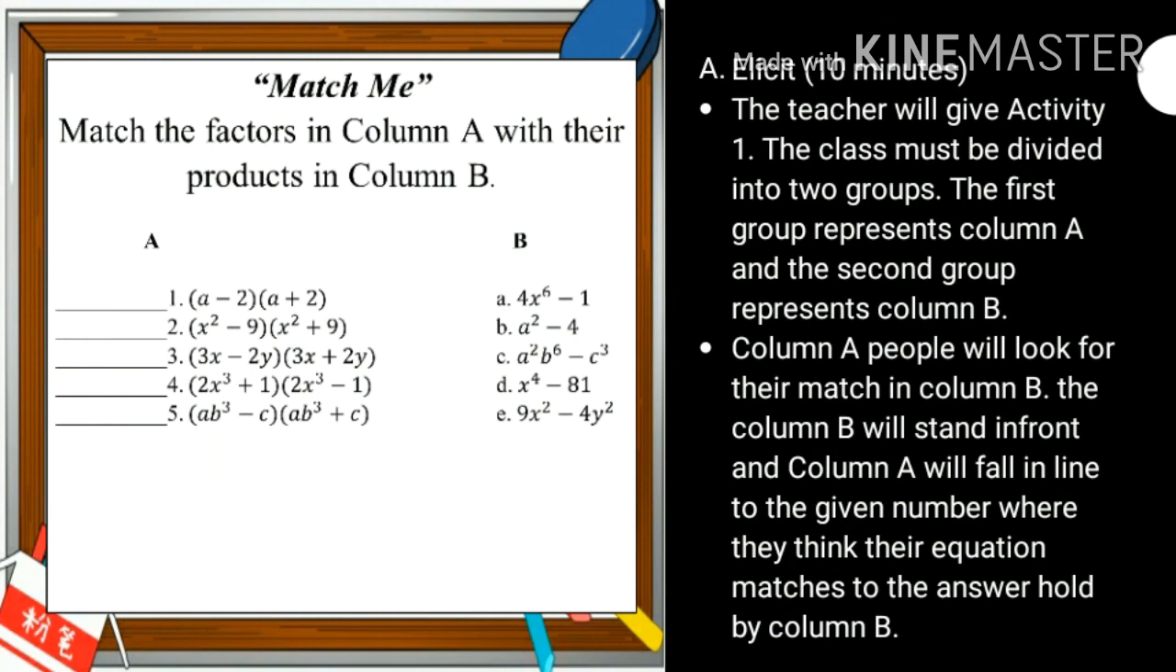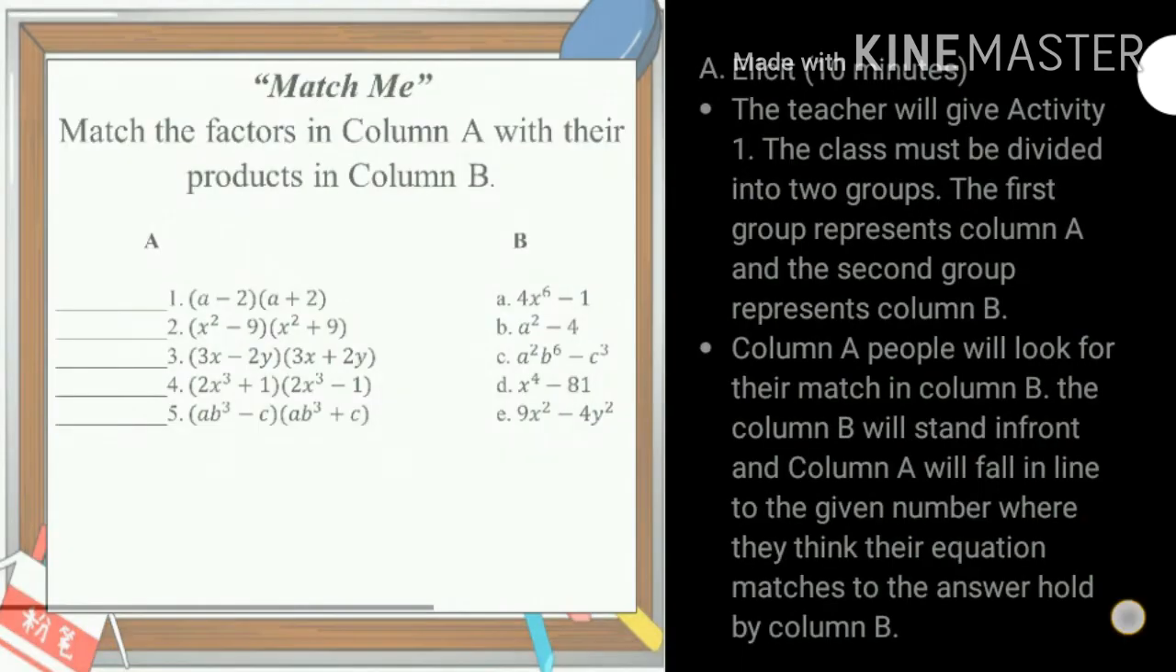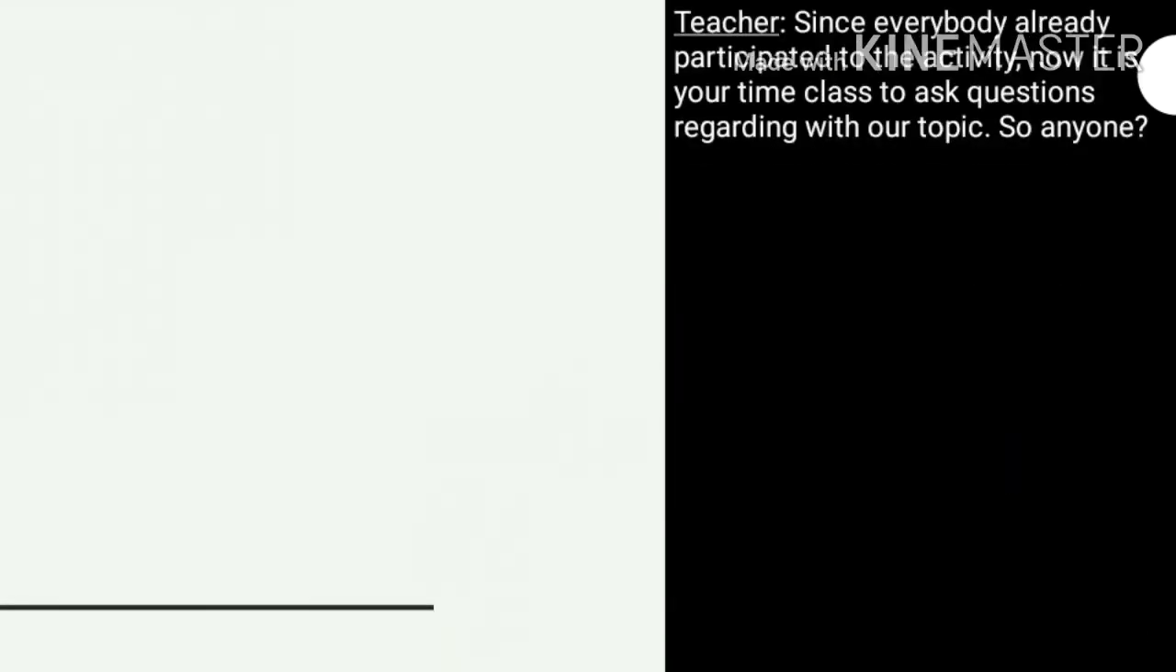So match the factors in column A with their products in column B. As you can see, column A consists of the factored form and column B consists of the equation. Since everybody has already participated in the activity, now it is your time, class, to ask questions regarding our topic. So anyone?